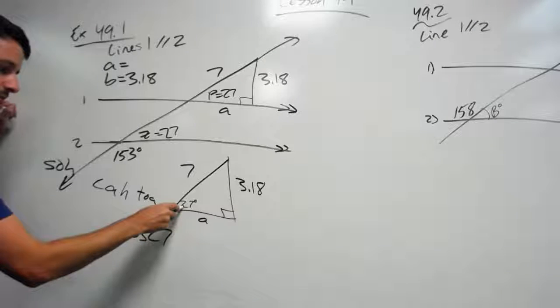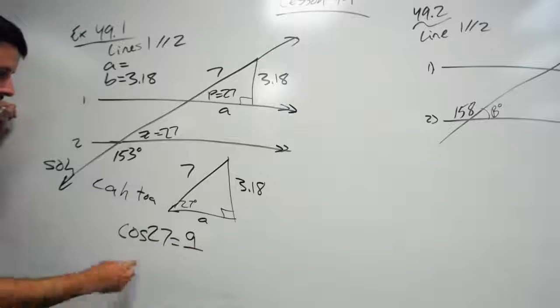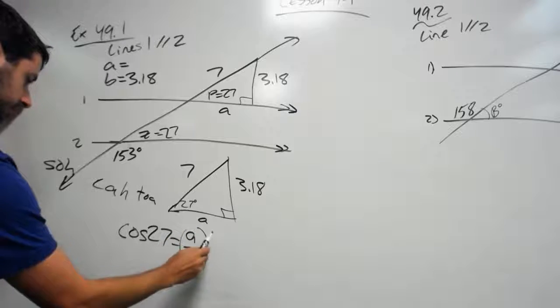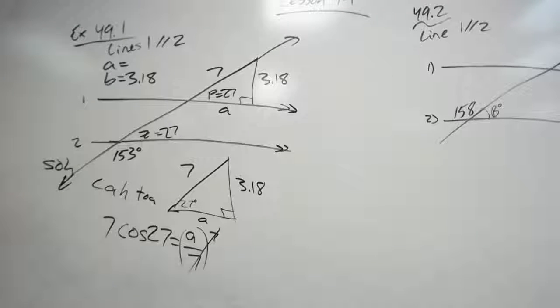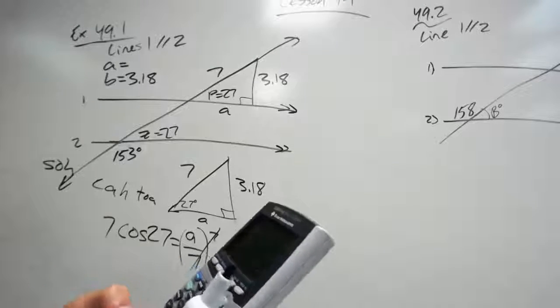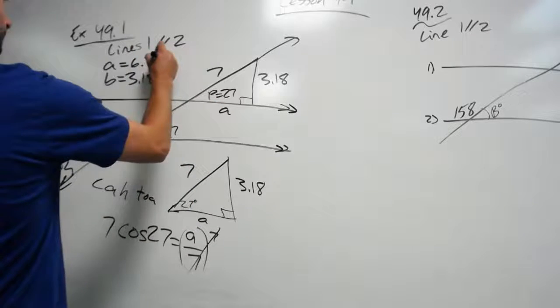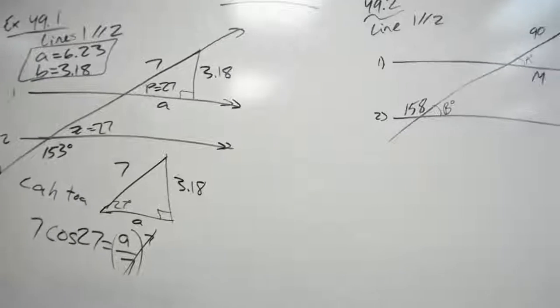So this is our starting point, cosine of 27 equals adjacent A over hypotenuse 7. So then we multiply by 7. 7 cosine 27 is roughly 6.23. And there would be your answers. So it's combining transversals with right angles. Let's look at one more.